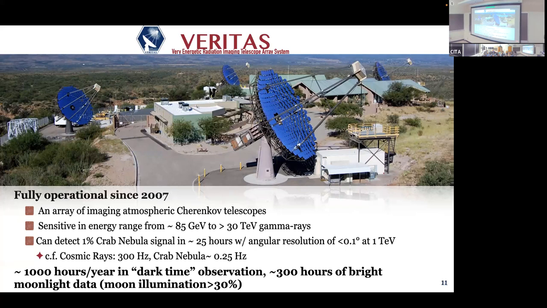If you have more telescopes, it improves your angular resolution. Multiple measurements work better than a single measurement. VERITAS has been fully operational since 2007, and we measure from about 85 GeV up to 30 TeV. We always say we can actually detect even farther, but your energy estimation becomes bad as the energy goes higher, because the air shower becomes too big to be contained in the telescope.